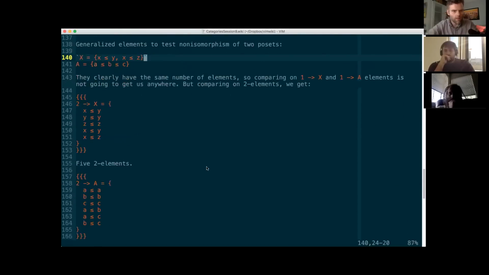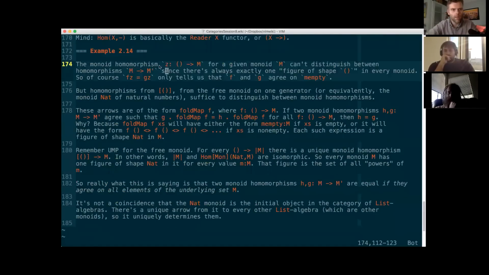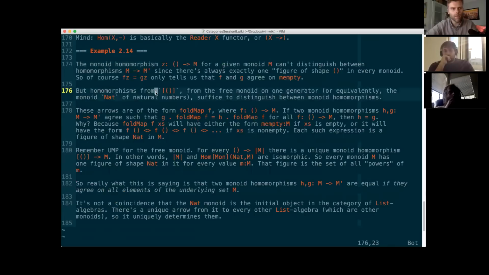So let's see what I get with these notes here. Right, so the monoid homomorphisms from unit to M for a given monoid can't distinguish between homomorphisms. There's always exactly one figure of shape unit in every monoid. That's the mempty. So of course, f of z equals g of z only tells us that f and g agree on mempty. Doesn't tell us that f and g agree on any of the other elements.